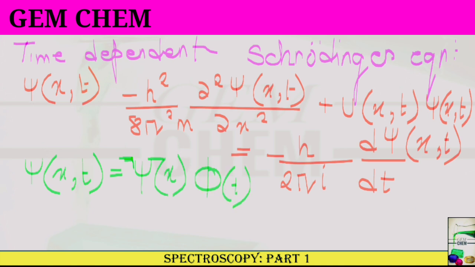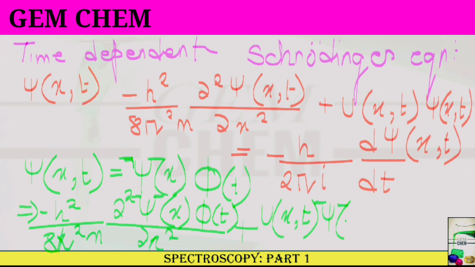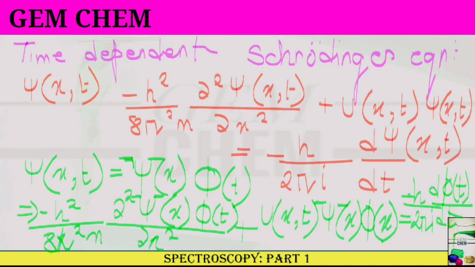Now it can be written like this: minus h square by 8 pi square m, del square of Xi(x) phi(t) by del x square, plus your u(x, t) Xi(x) phi(t), and this will be equal to your minus h by 2 pi i, d phi(t) by dt, and along with that you will have here Xi(x), which will be outside the dt.